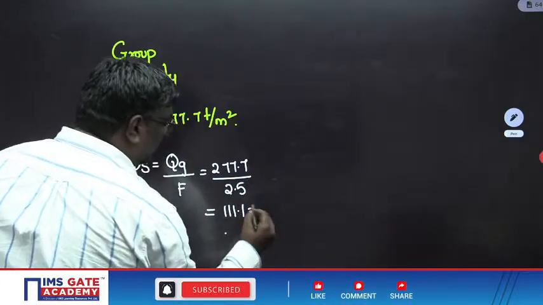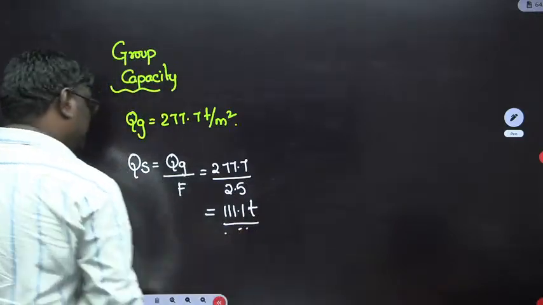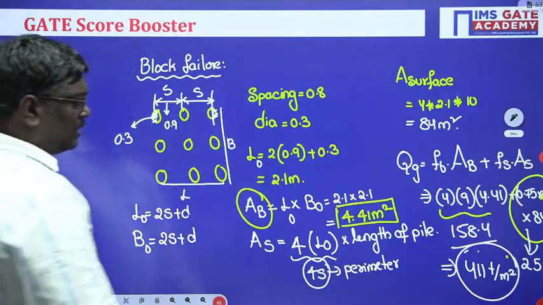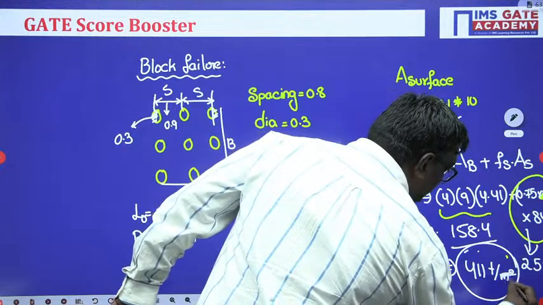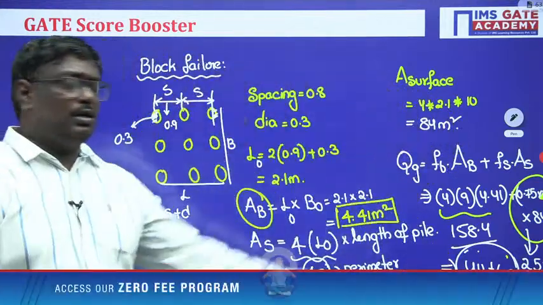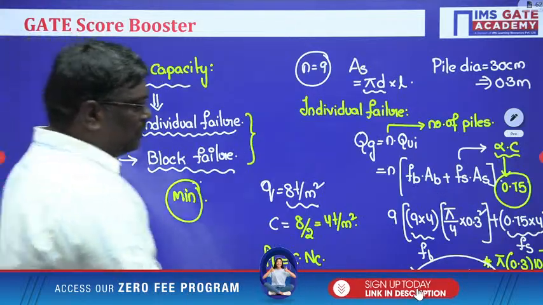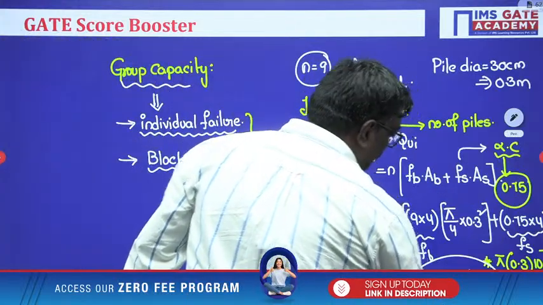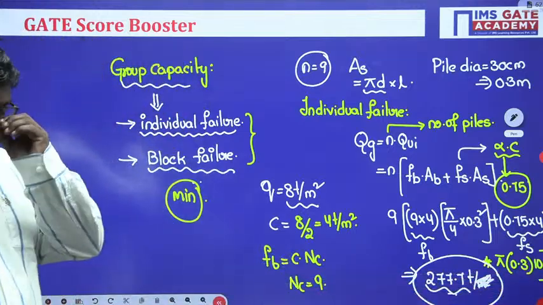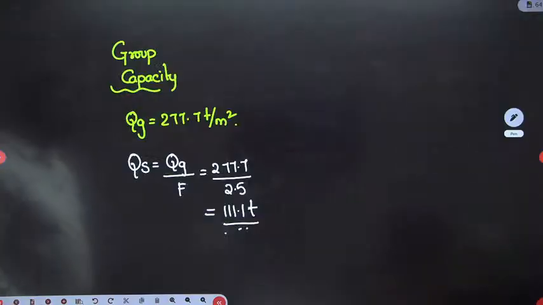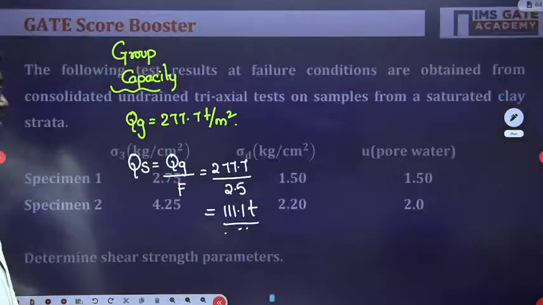Here also, sir, change the units. Here it is not ton per meter square, it is ton only, because for ultimate load, stress into area will be ton. Okay, make it ton here also. I hope you are following, students. Okay, next, we'll move on to the next question.